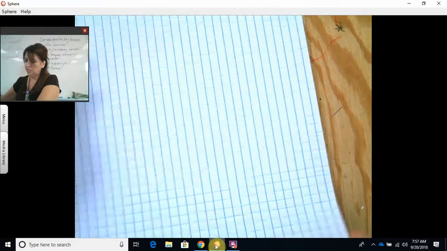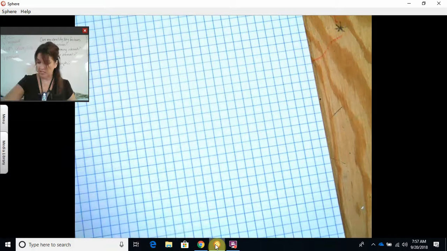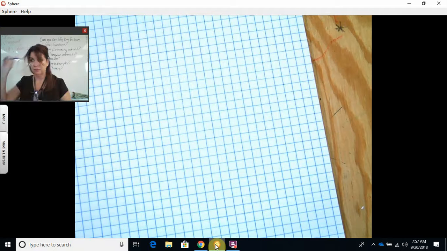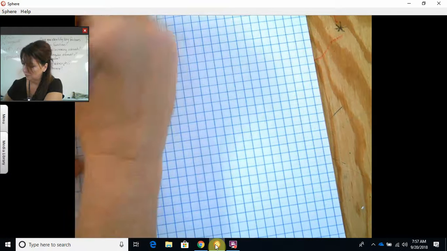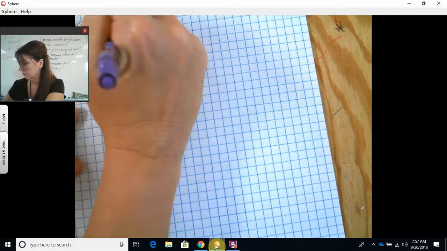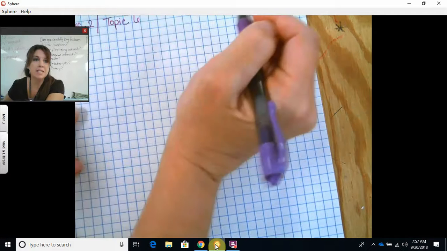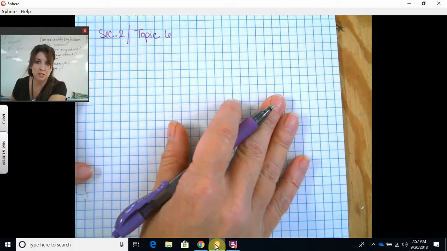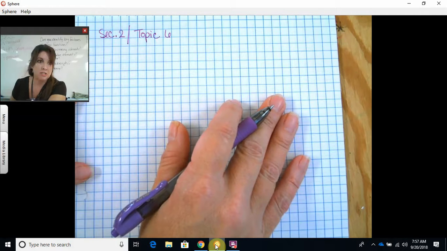So this is from Section 2, Topic 6 in Algebranation. Section 2, Topic 6. And I'm going to take all of the graphing parts of the notes on graph paper. If you want to take it on regular notebook paper and then just have the graph paper for the actual graph, that's okay too.